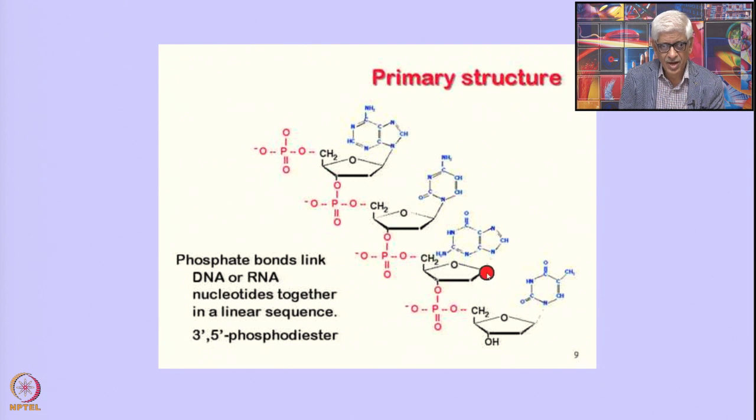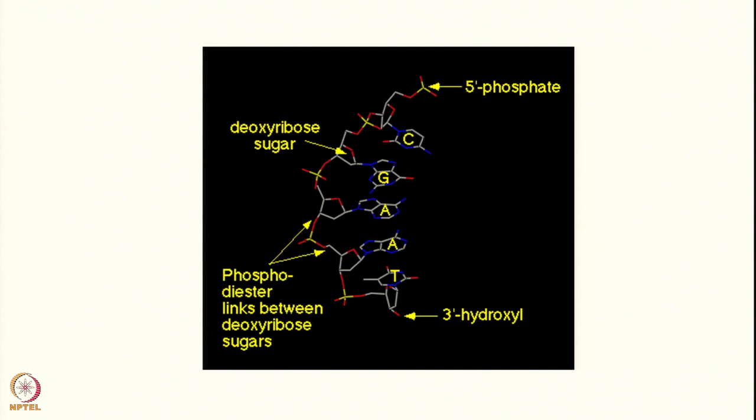And to repeat, you have this 1 prime group here, this is the 2 prime. In the deoxyribose, you have 2 hydrogens here, and there is 1 hydrogen at the 3 prime, and at the 4 prime there is 1 hydrogen here, and this repeats itself all along the sequence. So, in a linear sequence, this is how the structure is made.